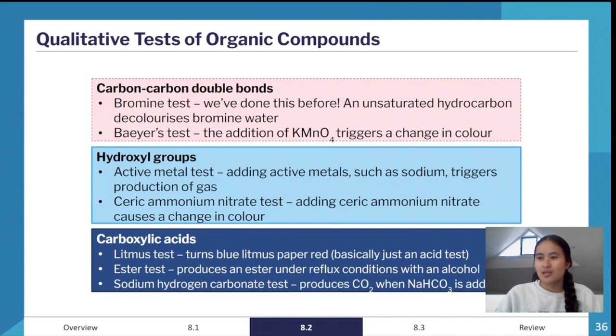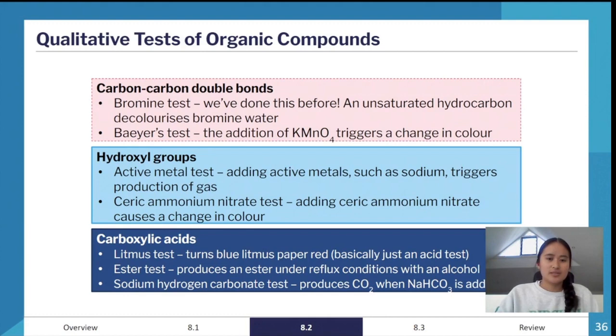And then you also have that other test, which is adding ceric ammonium nitrate to change color. And then you've got your carboxylic acid tests, and this is all basically stuff that you could do with a normal acid, so litmus paper, and also sodium hydrogen carbonate testing, which produces carbon dioxide bubbles. And then also the ester test, so if added to an alcohol under reflux conditions, if it produces an ester, which is usually associated with a fruity kind of smell, then it's a carboxylic acid.